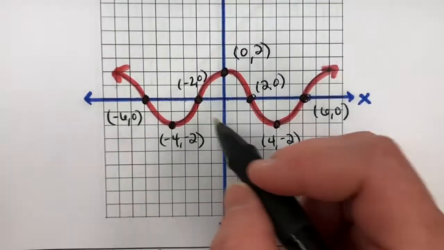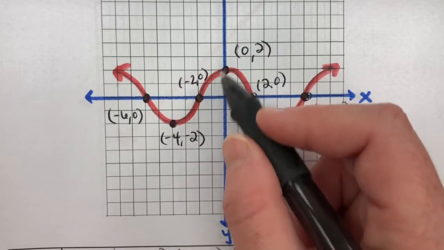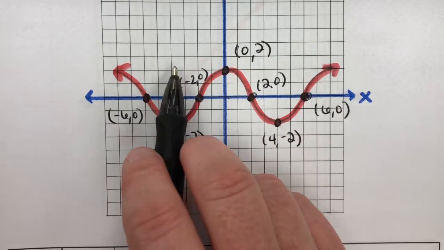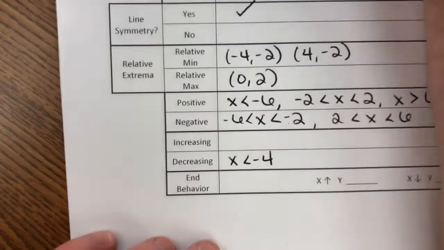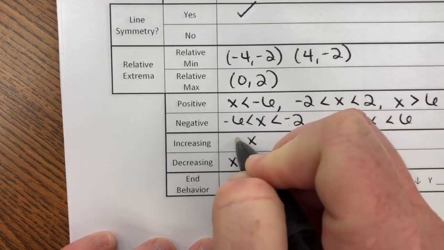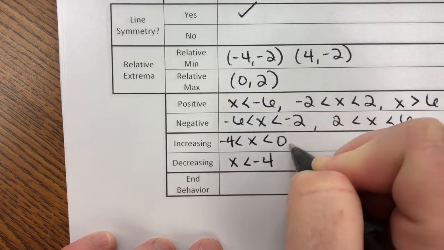Then from -4 to 0, we're increasing. On our x-axis, when we're in between -4 and 0, our graph is going up. So we're increasing when x is in between -4 and 0.